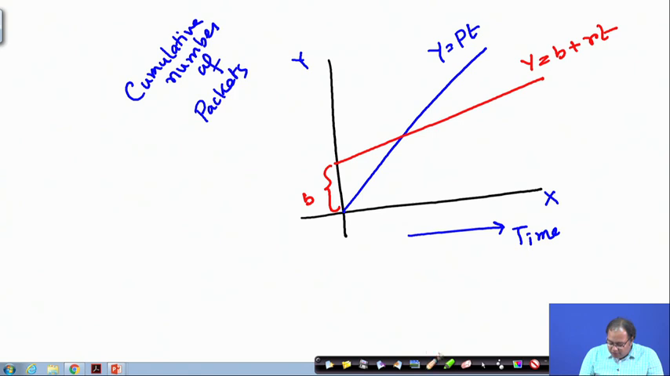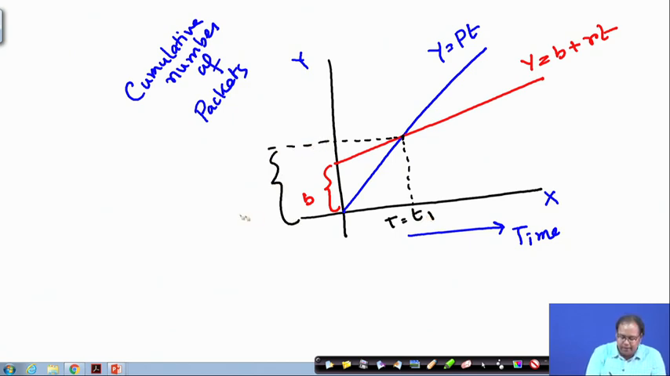Now, this particular point, the cross section at time t equal to t1, will give you the maximum burst size. Now, let us try to estimate this maximum burst size. Why will this give you the maximum burst size? At this point you can get the maximum output data. So, to find it out, we can find this cross section.